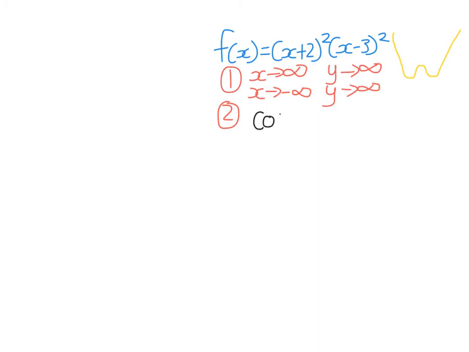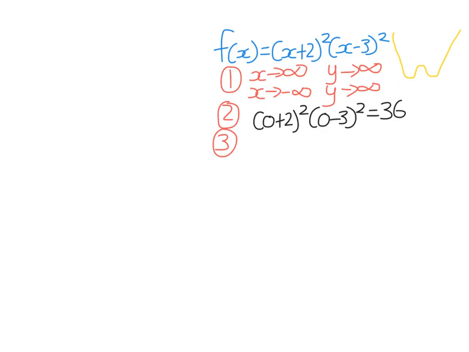So I get (x + 2)² times (x − 3)², and that gives us 36. So that will be the y-intercept. Finding the x-intercepts is easy here because I'm given this in factorized form.